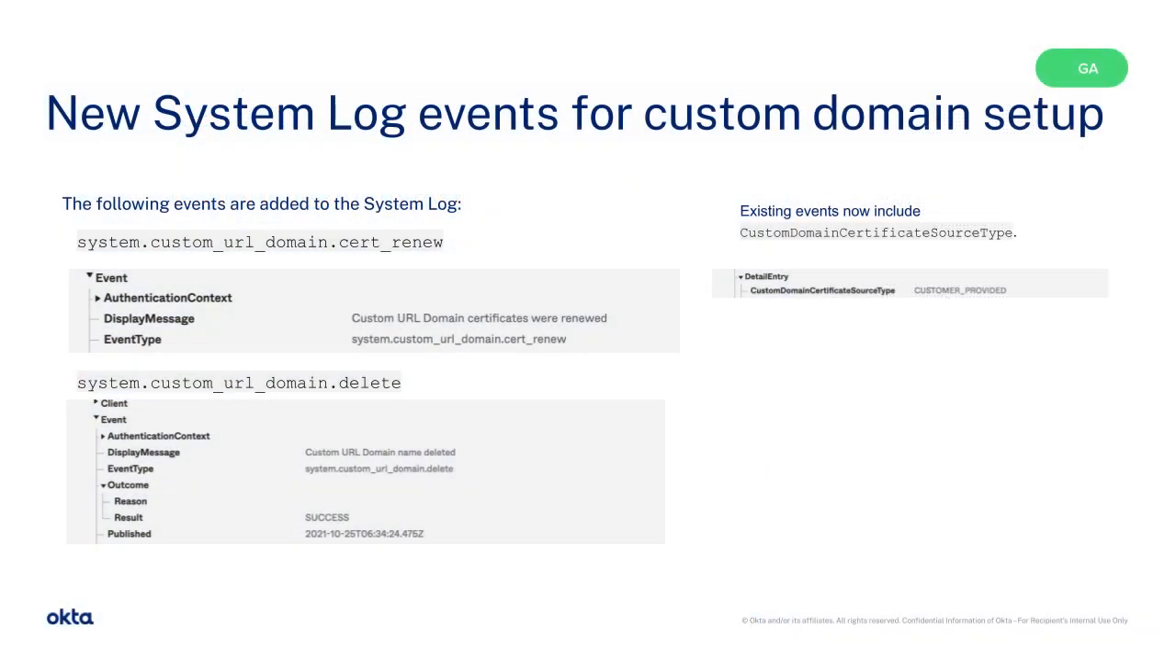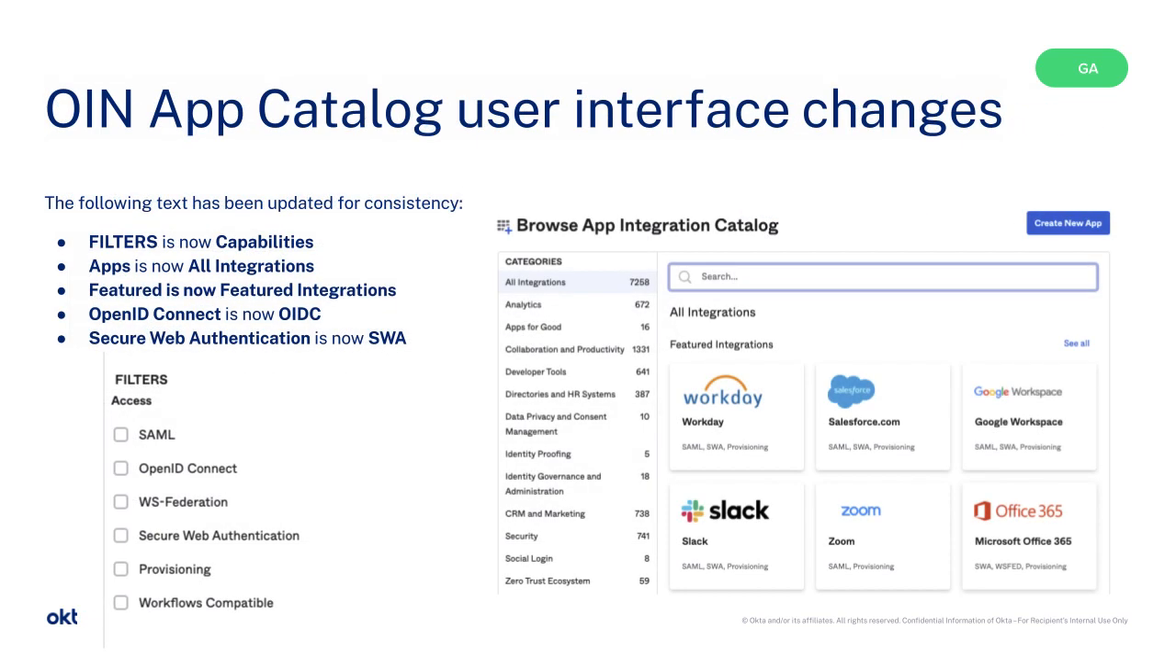The following events are now added to the system log: domain.certRenew, url domain.delete, and existing events now include custom domain certificate source type. We've made some changes to the OIN app catalog user interface. The following text has now been updated for consistency. Filters is now capabilities. Apps is now all integrations. Featured is now featured integrations. OpenID Connect is now OIDC. And secure web authentication is now SWA.